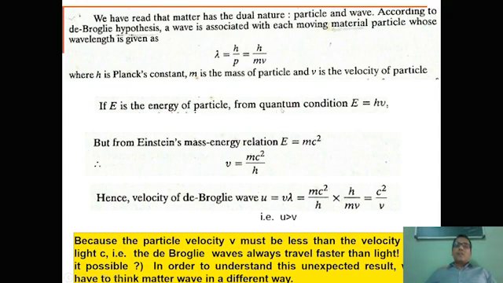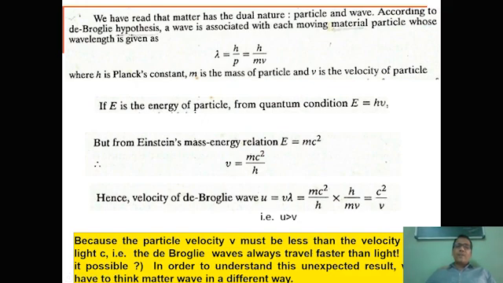Now we will use the energy term, where E is the energy of particles. For the quantum condition, E is equivalent to h nu, and we have Einstein's mass-energy relation, E is equivalent to mc square. When we compare these two, E equals h nu and E equals mc square, we have nu equal to mc square by h. So this is the frequency.